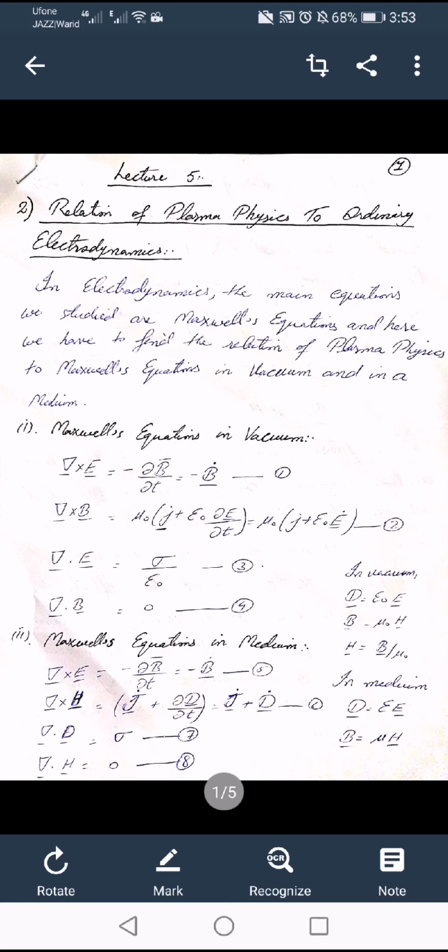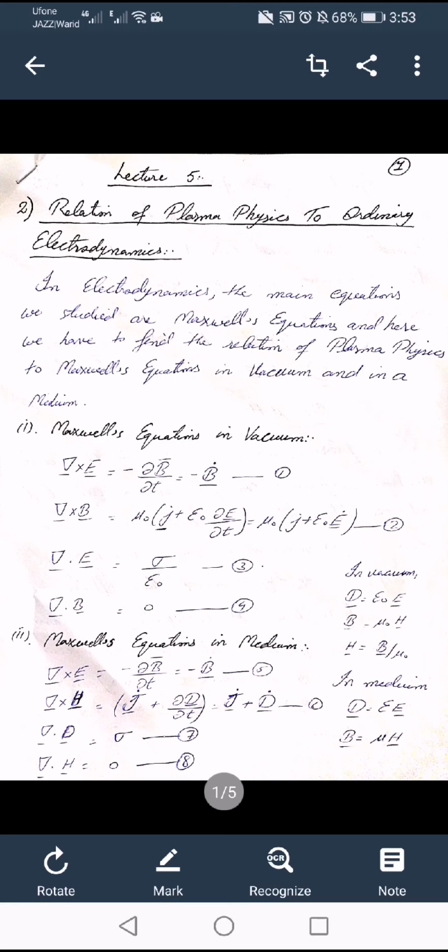Maxwell's equations in vacuum are: del cross E is equal to minus B dot. Del cross B is equal to mu naught J plus epsilon naught E dot. Del dot E is equal to sigma over epsilon naught, and del dot B is equal to 0.